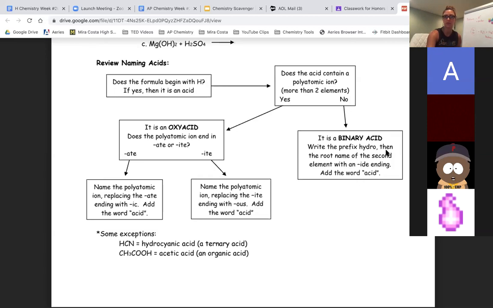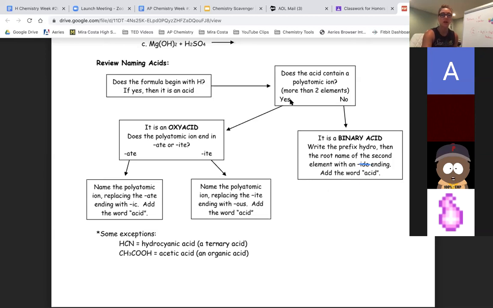Write the prefix. I think that there's a mistake on here, actually, I just realized. Write the prefix hydro, then the root name of the second element with a, it shouldn't say IDE ending. Please replace that. I knew that there was a mistake somewhere here. It should say ic ending. Okay, so with the ic ending and then acid. All right, we'll practice in just a moment. Sorry about that typo, I should have caught that.